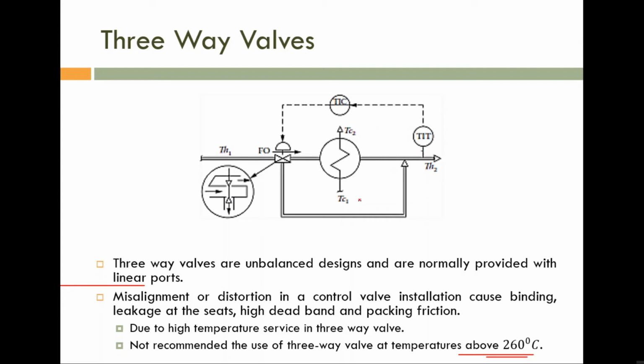Unbalanced condition means, if this valve is 50% open, what are we expecting? We are expecting 50% flow rate through this line and 50% flow rate through this line, because this valve is 50% open, so this path and this path have the same resistance due to the three-way valve.